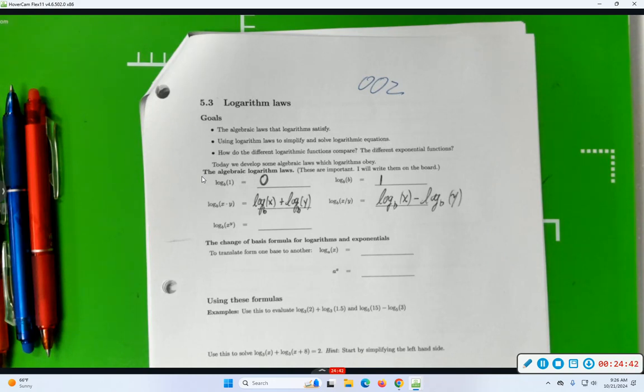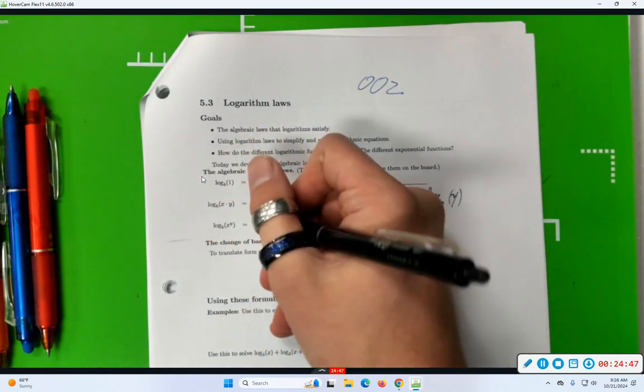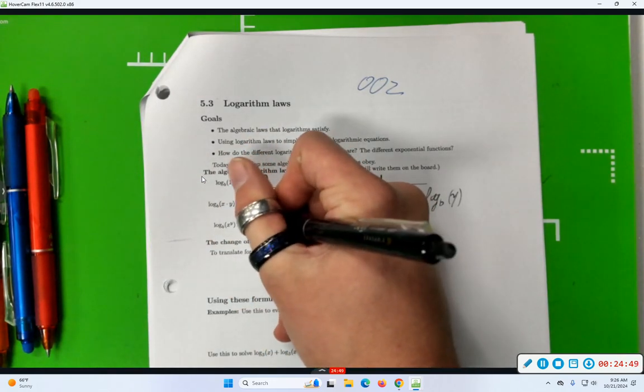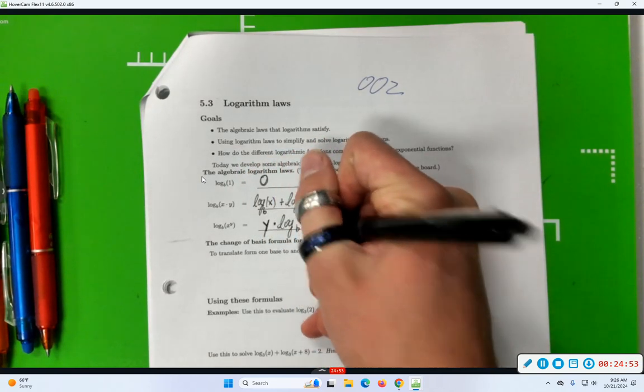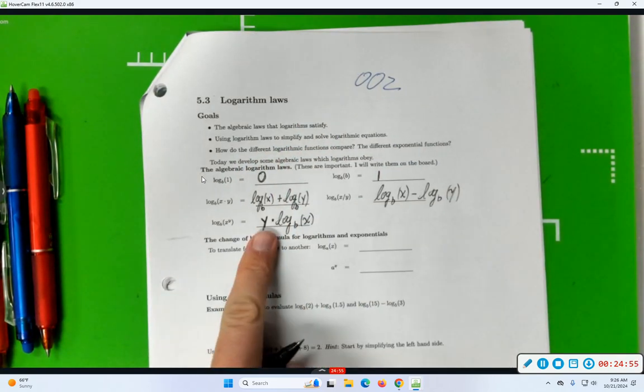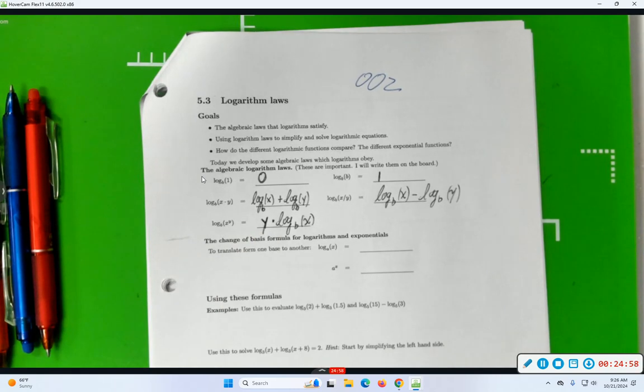So what this next logarithm law says is that the log base b of x to the y, x raised to the y, is y times the log base b of x. And maybe I'll emphasize, this y isn't in a log. It's just y. That feel okay? Nice.